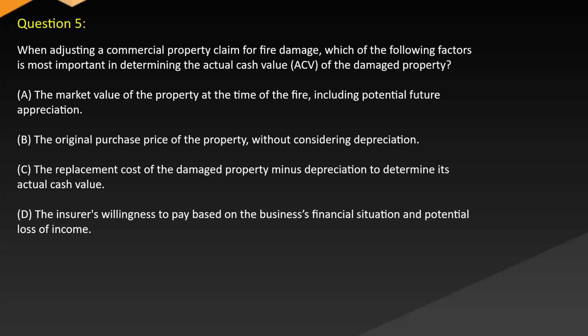Question 5. When adjusting a commercial property claim for fire damage, which of the following factors is most important in determining the actual cash value (ACV) of the damaged property? A. The market value of the property at the time of the fire, including potential future appreciation. B. The original purchase price of the property without considering depreciation. C. The replacement cost of the damaged property minus depreciation to determine its actual cash value. D. The insurer's willingness to pay based on the business's financial situation and potential loss of income.